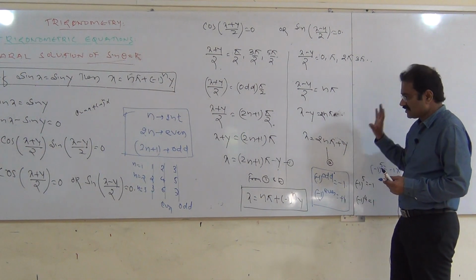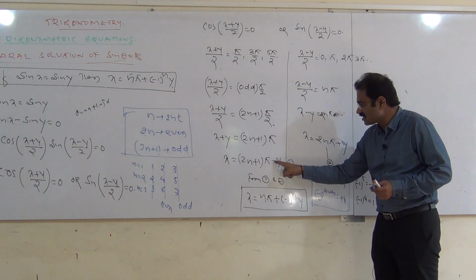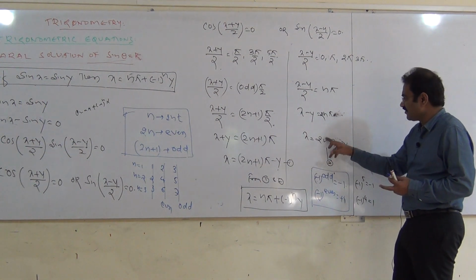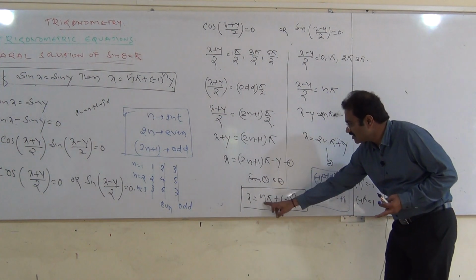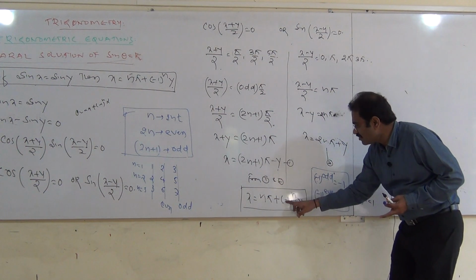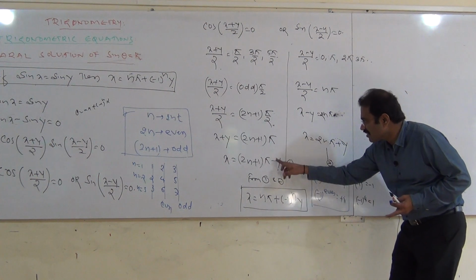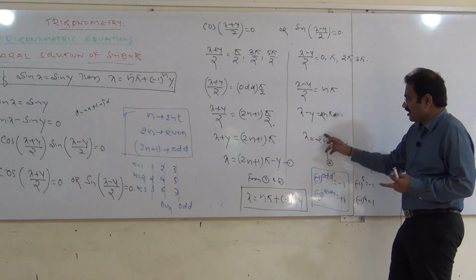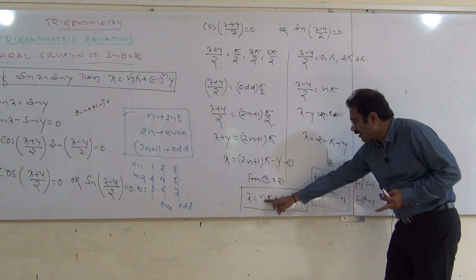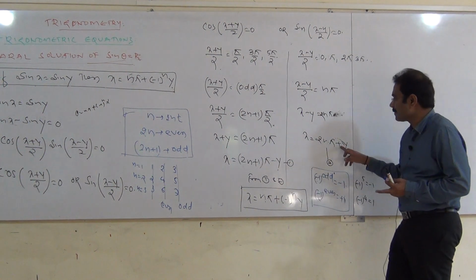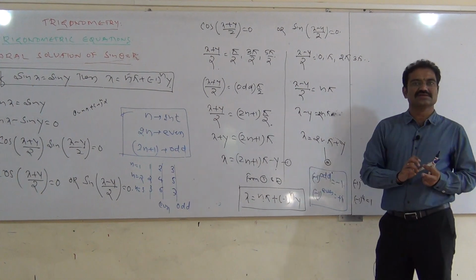What does it state? If it is odd, it must be minus. If it is even, it must be plus. It can be written like this: if it is odd, minus 1 raised to odd automatically becomes minus. If it is even, automatically it becomes plus. Therefore, this is the answer.